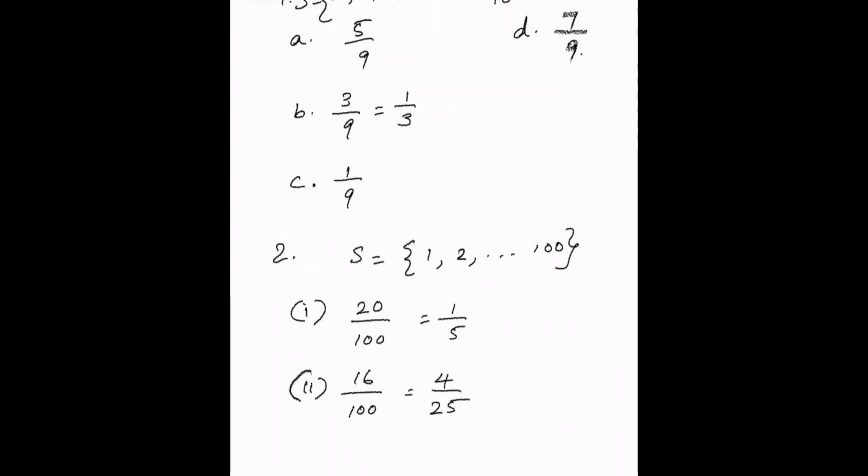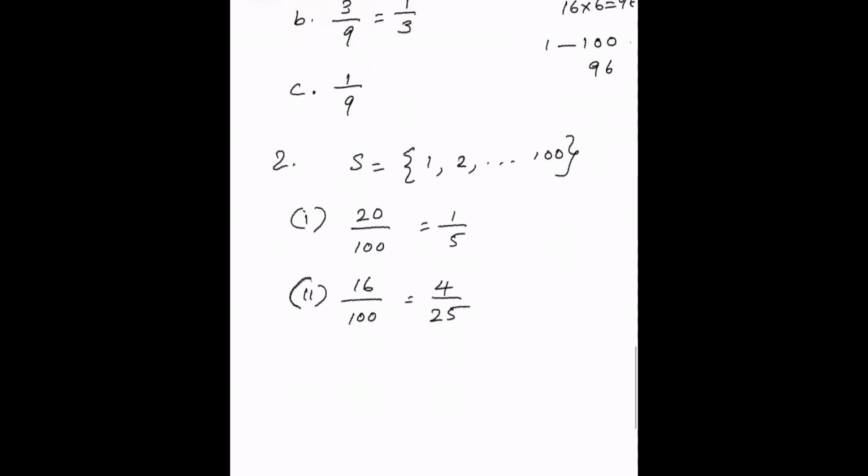The cards are numbered from 1 to 100. So which is the largest multiple of 6? The largest multiple of 6 is going to be 96. From 1 to 96, how many multiples of 6 are coming? 16 into 6 is 96. So that is how I'm getting 16.